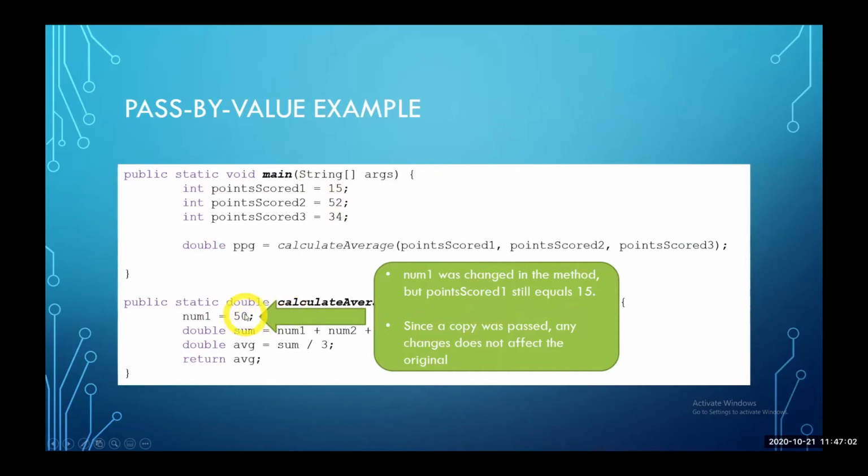So that's what I'm talking about. Points scored 1 and num1 are completely independent of one another. There's just a copy of the value of points scored 1 passed to our method. They're still independent of one another. If I change it in one place, they don't affect each other, right? Once I pass in the variable, they're completely independent.